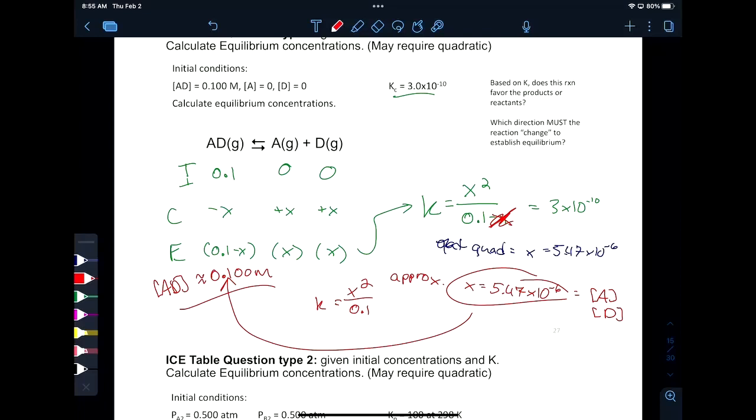No, so when we calculate Q and we calculated 0, 0 is less than that tiny, tiny number. So the reaction has to go forward. So the rule is when Q equals K, the reaction is at equilibrium. So 0 does not equal K. So we do actually make a tiny, tiny bit. So we never have to do the quadratic.